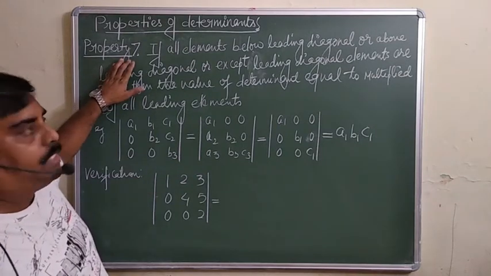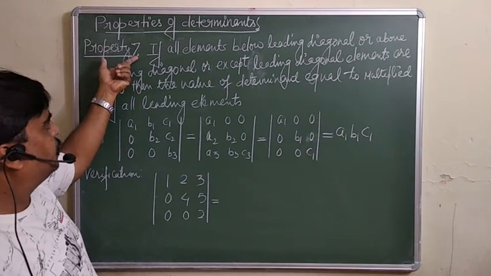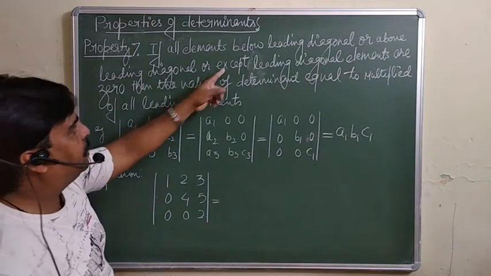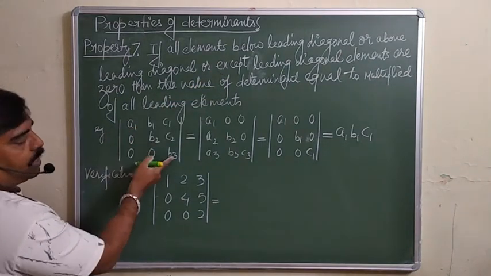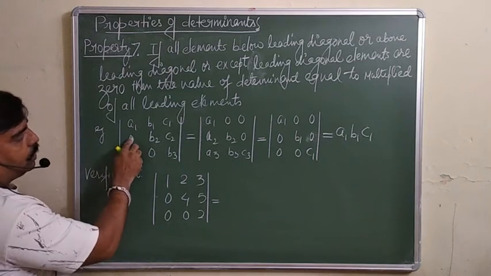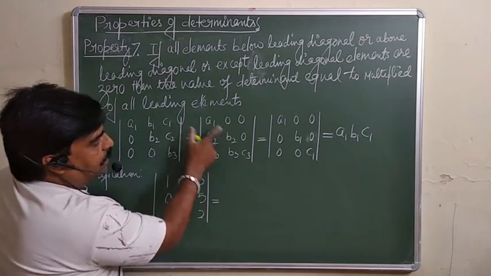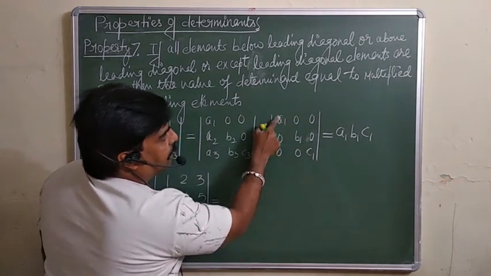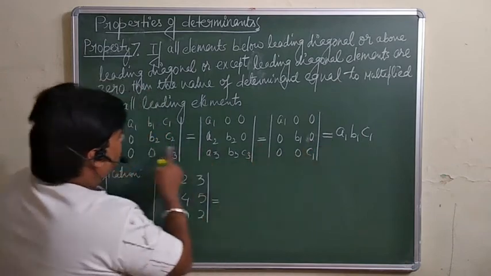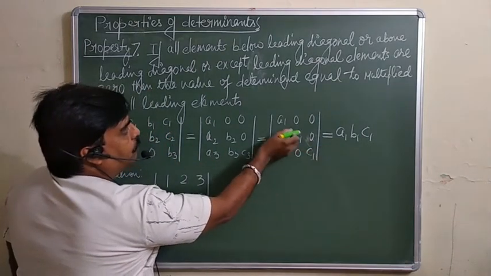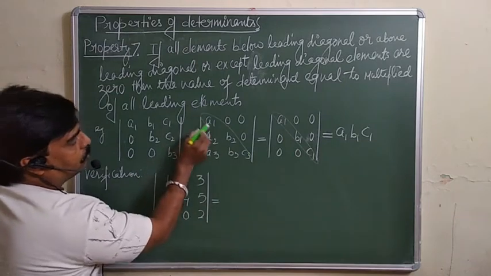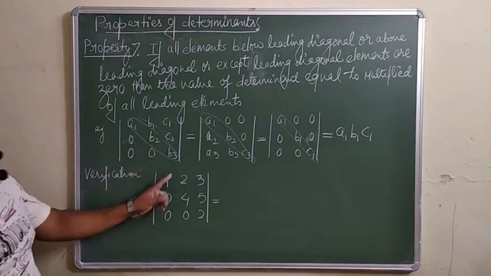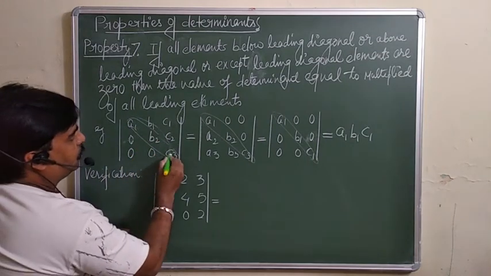Okay, now property 7. According to this property, if all elements below the leading diagonal or above the leading diagonal are 0, or the rest of the elements are 0 except the diagonal elements, then the determinant will be the product of the leading diagonal elements. These are your leading diagonal elements, so the determinant will be the product of the leading diagonal elements.